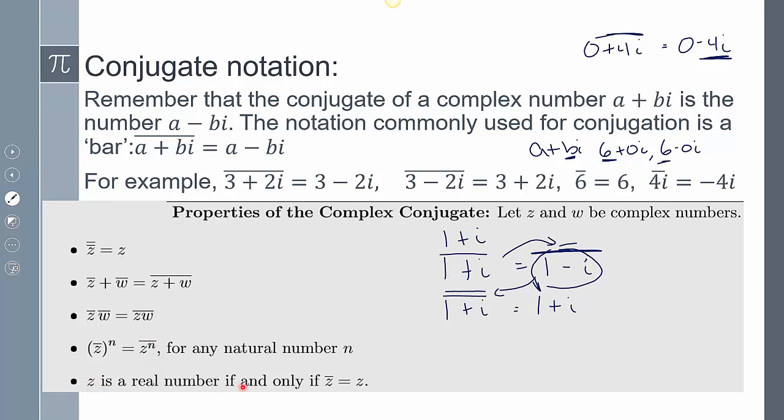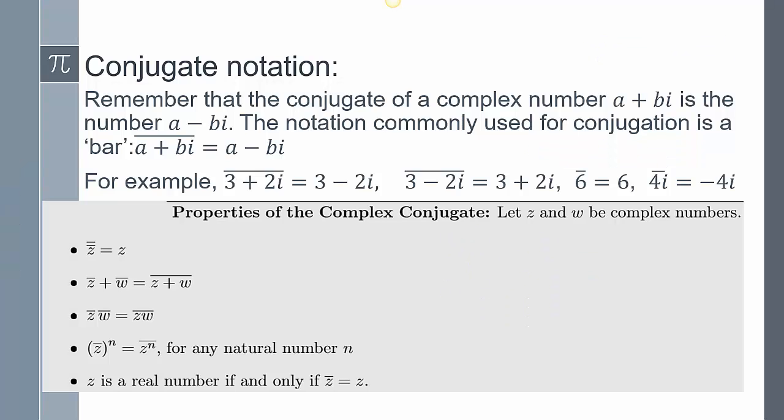And z is a real number if and only if the conjugate of z is z. And this is the perfect example of that. This is a real number. If I take the conjugate of this, it gives me the same value. And we know that 6 happens to be a real number.